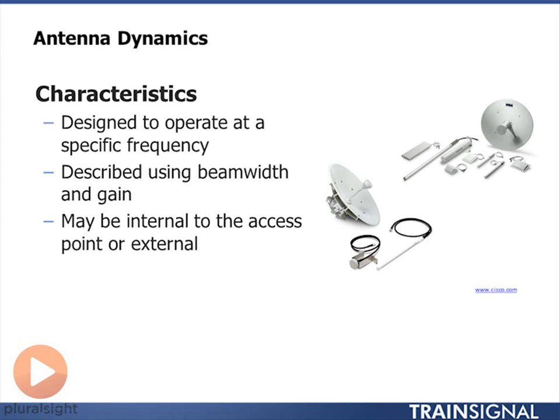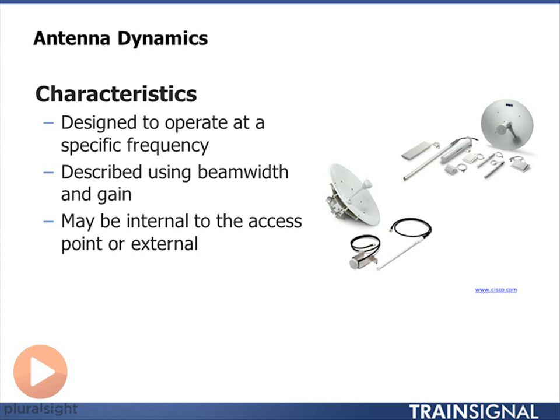So antennas are designed to operate at certain frequencies. One of the key attributes of an antenna is the wavelength. A higher frequency, a lower wavelength, quite often will require a smaller antenna. And a lower frequency at a higher wavelength sometimes requires a larger antenna, because antennas are designed to operate at different frequencies and are designed around the wavelength.